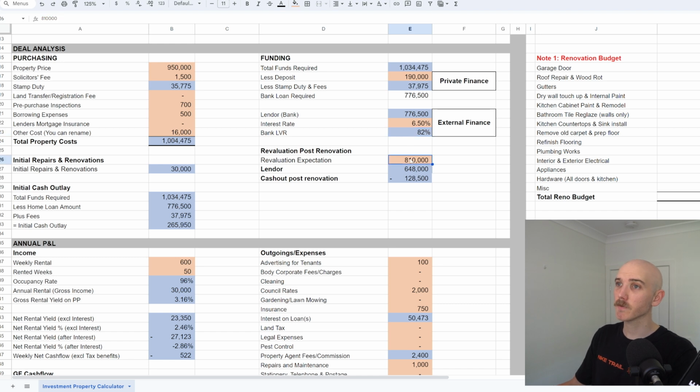You can then talk about a revaluation expectation. So let's say we want to get a bank valuation and we want the bank valuation at $1,075,000 once we've done the work on the home. That means you potentially be able to refinance $860,000 worth of debt and then cash out another $83,000. Now, if you're a beginner investor or you're just getting into the property market, that might have been a whirlwind of information. So make sure you go back and watch it again.